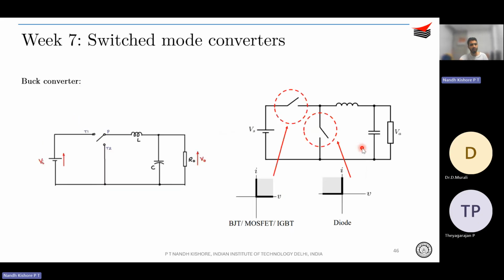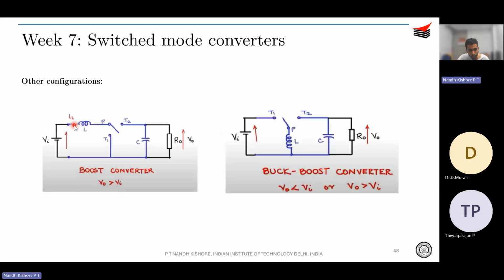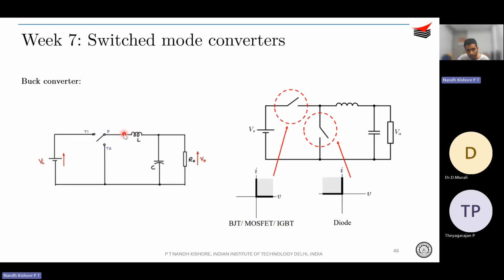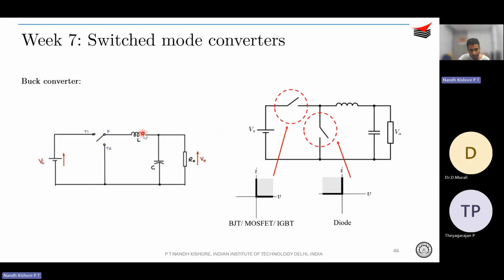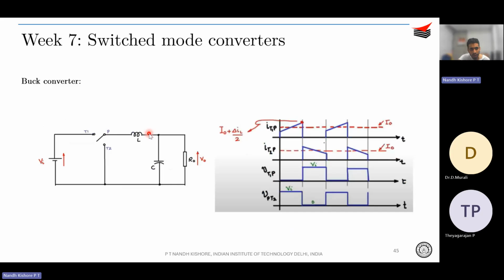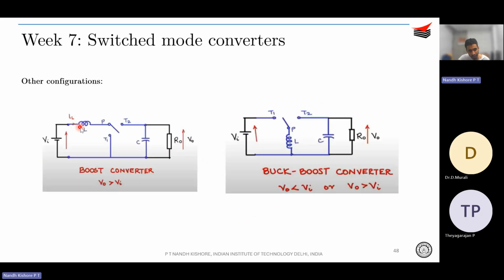And one more thing is, since inductor is a current stiff element, if your inductor is in the output side, the output current is continuous. If your inductor is in the input side, the input current is continuous. The input current that you draw from the battery will be continuous. And the output current that you give to the load will be continuous for a buck. For buck, the output current is continuous. For boost, the input current is continuous because the inductor is in the input side.